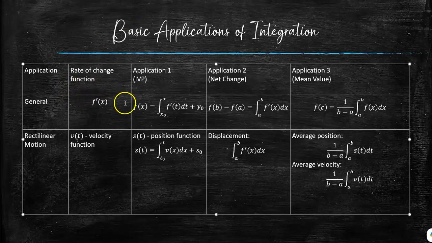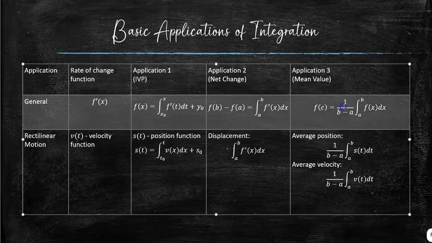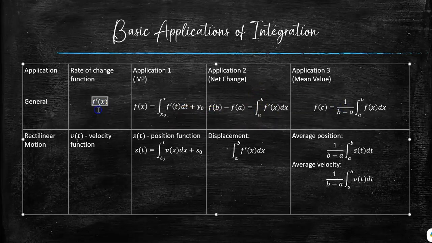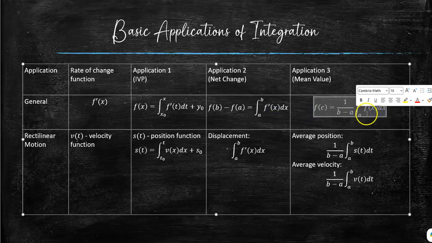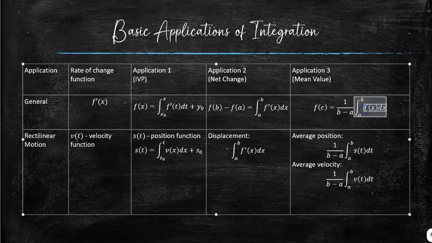What we see in the table is first the general formulas that we know. In general, if the rate of change is given, we can use that rate of change to solve the initial value problem and find the function. We can also use the Net Change Theorem and find the displacement, and we can use the mean value formula to find the average value using the actual output of the function and the rate of change.